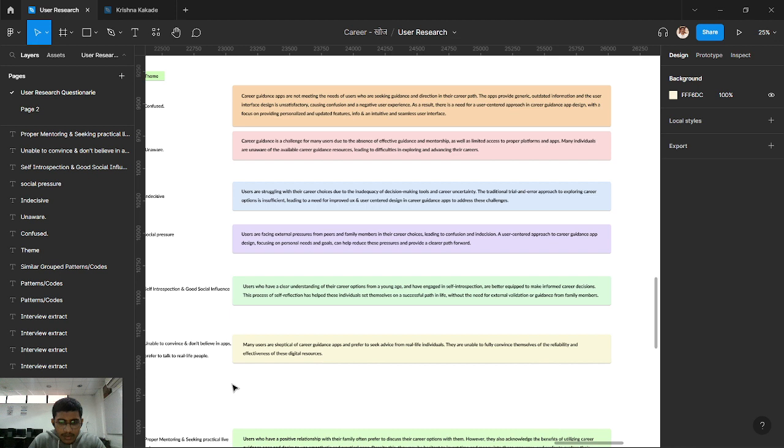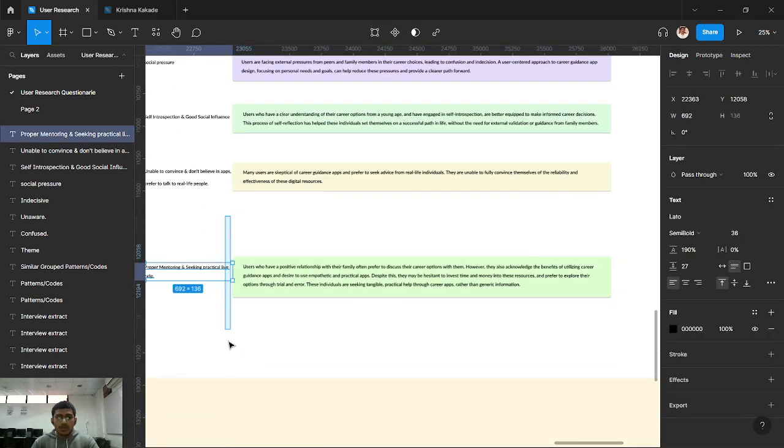So there are people who are skeptical about guidance apps and prefer to seek advice from real life individuals. So in the application we can also build something like live sessions with people on how they decided their career and how this application helped them. On the basis of this theme, we are giving character to the theme, expanding it, like how we can improve that, and this will help us in the application.